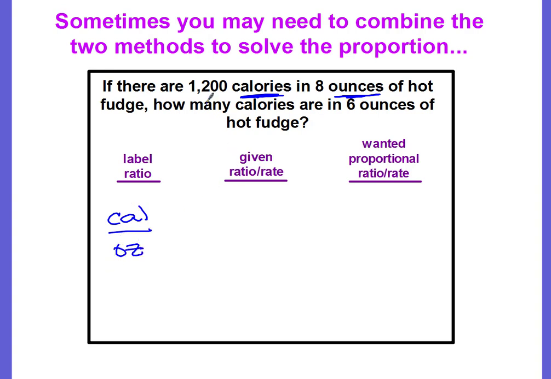What's our given amount, our given ratio? 1,200 calories, that will go in the numerator, to 8 ounces of fudge. That goes in the denominator because that's what our label ratio says. And we're going to make an equivalent ratio, and we know in our equivalent ratio we need 6 ounces of hot fudge. So the ounces are in the denominator, 6 goes in the denominator. Our unknown is the number of calories.